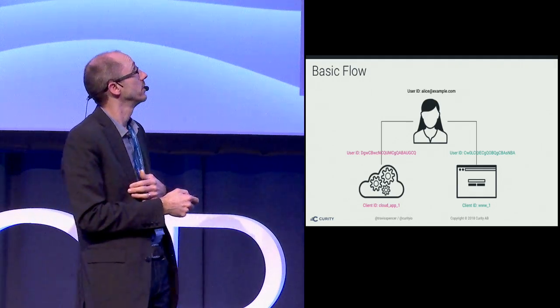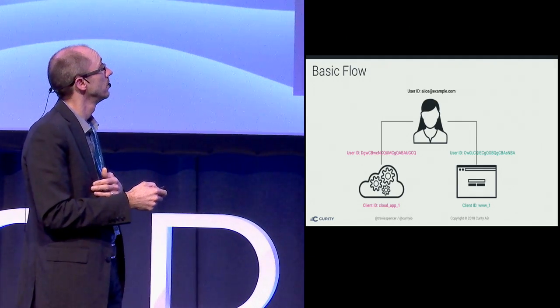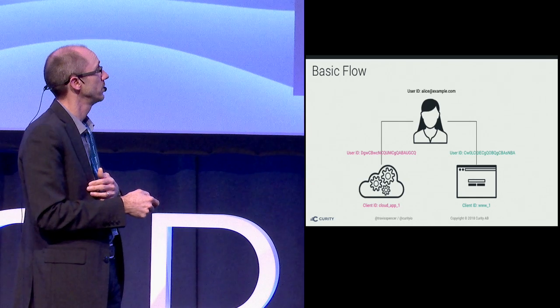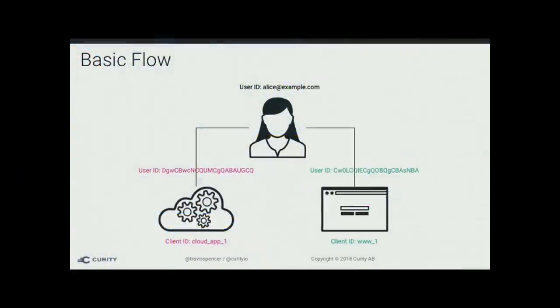So the basic flow is this. We have some user named Alice. The user is accessing some application like Cloud App 1, and a completely random, unguessable PPID is provided to that application. When Alice accesses a different client application, www1, a different, completely unguessable and unrelated identifier is given to this application. So these two cannot share information and figure out what's going on with Alice and build up a larger profile of her.